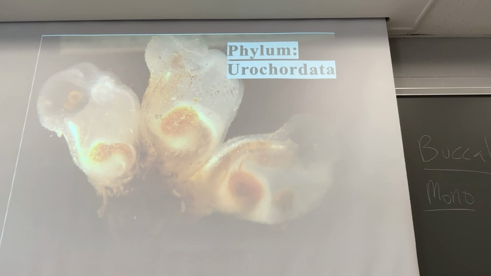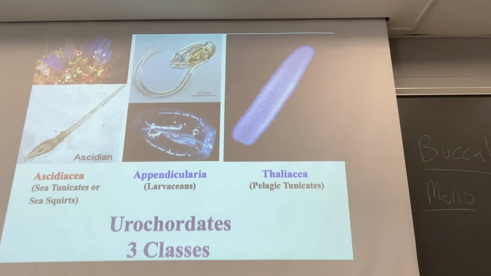But their larvae are really chordate-like. They have all the chordate characters that we just mentioned. So to be a urochordate, a cephalochordate, or a chordate, you have to show all 5 of those characteristics we talked about last time. So these are the 3 classes within the phylum Urochordata. So they are Ascidiacea, Appendicularia, or what's called Larvaceans, and then Thaliacea, which are pelagic tunicates.